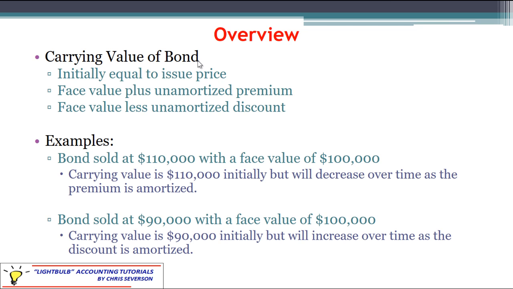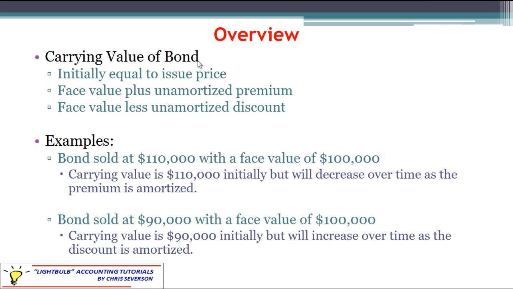The carrying value will equal the issue price of the bond initially. If it's a premium bond, then it's going to be the face value plus the unamortized premium. If it's a discount bond, then the carrying value will equal the face value less the unamortized discount. What this tells us is that the carrying value of a premium bond is going to start out above the face value. The carrying value of a discount bond is going to start out below the face value.